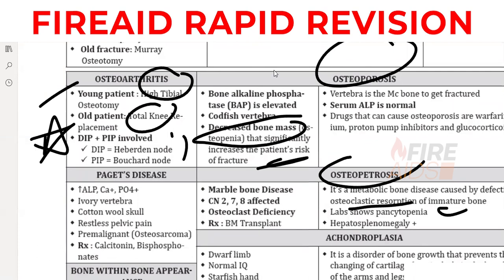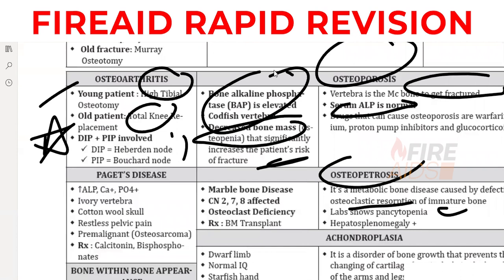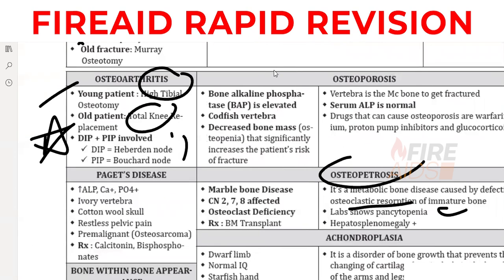If you check the bone alkaline phosphatase, that's going to be elevated, and he's going to have a codfish vertebra, because the vertebra is the most common bone to get fractured. But if you check the serum alkaline phosphatase, it is going to be normal. That is a very important MCQ. Serum alkaline phosphatase is normal in an osteoporosis patient. I repeat the key points: bone alkaline phosphatase is elevated, but serum alkaline phosphatase is normal. That is what tells you that you are dealing with an osteoporosis patient.